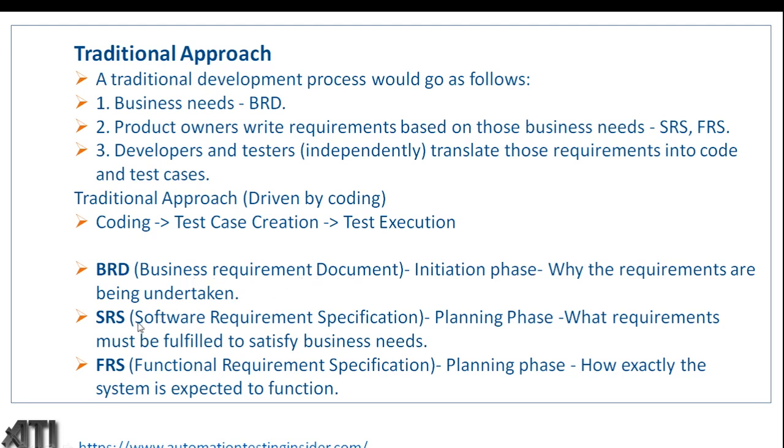The second point is SRS, software requirement specification. That comes in the planning phase. What requirements must be fulfilled to satisfy business needs? So the business which we have defined, what are the requirements there in the software requirement specification? The third is functional requirement. Functional requirement comes in the FRS document, and that comes in the planning phase only. How exactly is the system expected to function? So these are the three different documentations. This is how the traditional approach goes, guys. The first is coding, testing, test case creation and then execution.